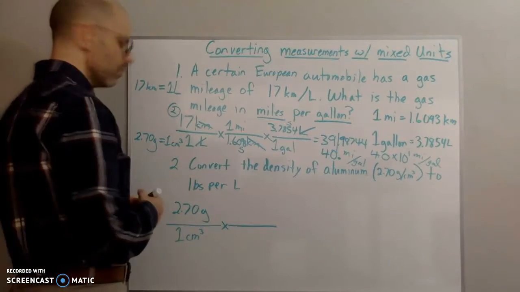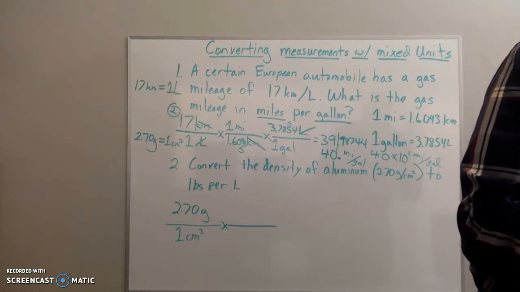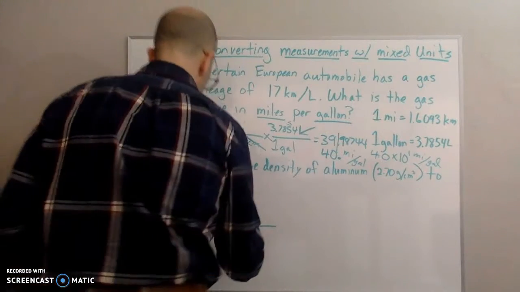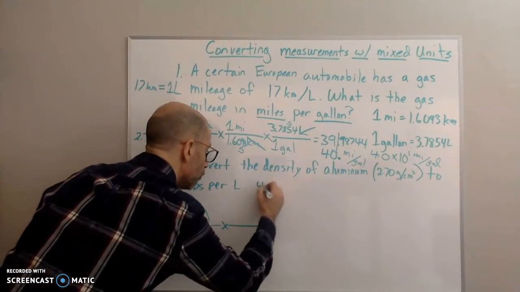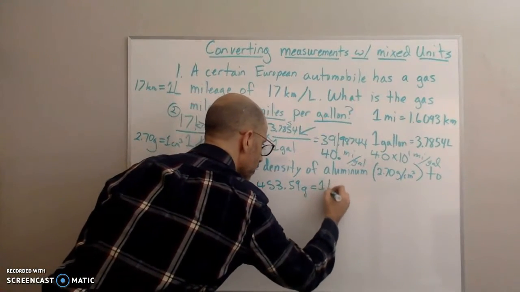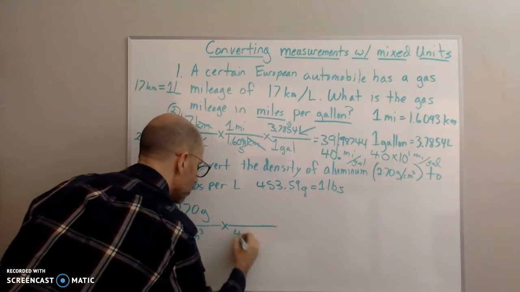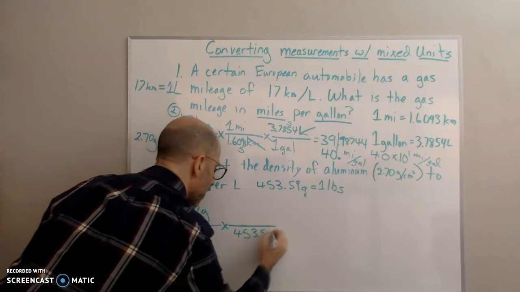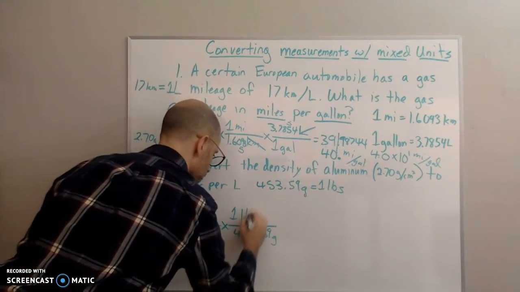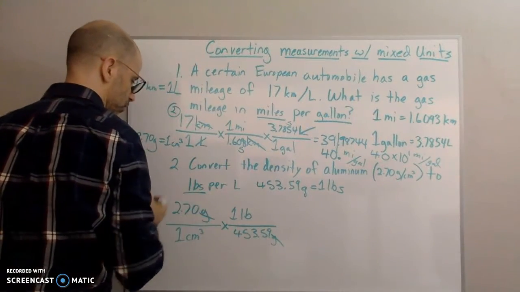But here, if I look it up really quick, I know that 453.59 grams is equal to 1 pound. So I can use that as a conversion. So grams is going to go on the bottom. 453.59 grams is on the bottom. And I put 1 pound on top. So grams cancels out. I have my pounds. Okay, so that part is done.